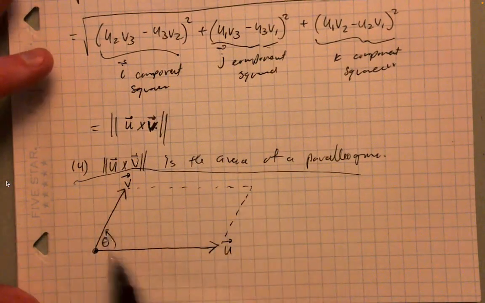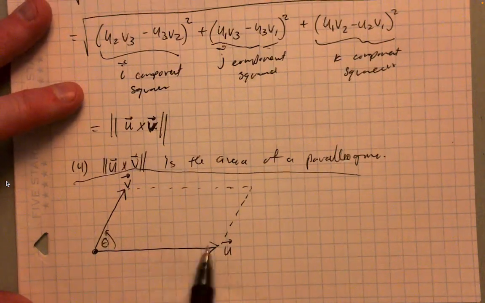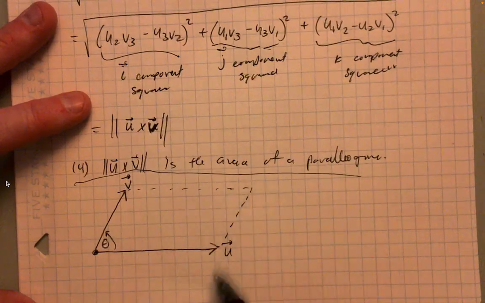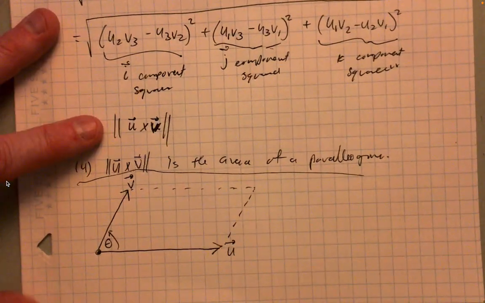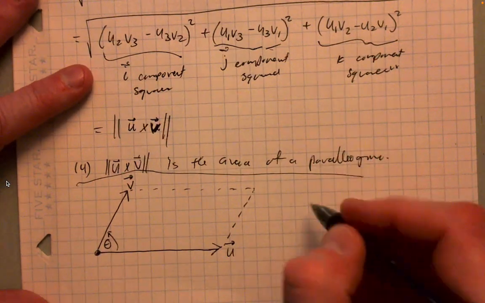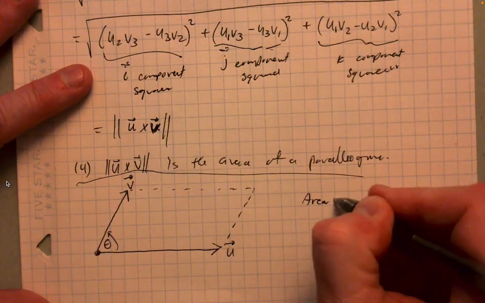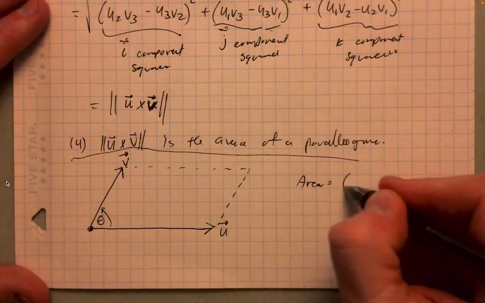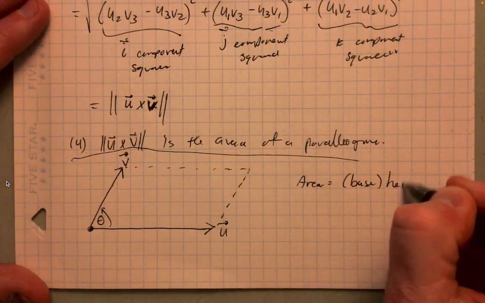So you could build a parallelogram off of this by taking u and putting the tail at v, and drawing it out here. So this would imply a parallelogram. And remember the area of a parallelogram? It's one of those really nice ones. It's basically the same as the area of a rectangle. It's base times height.